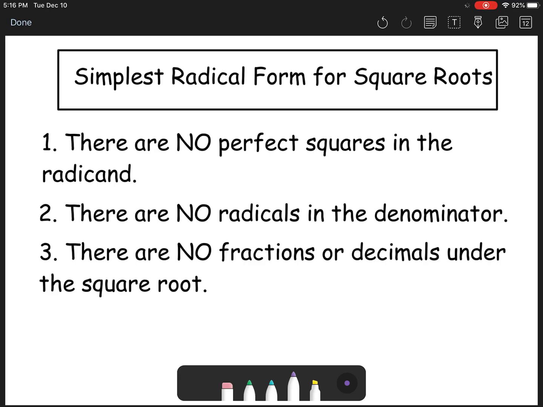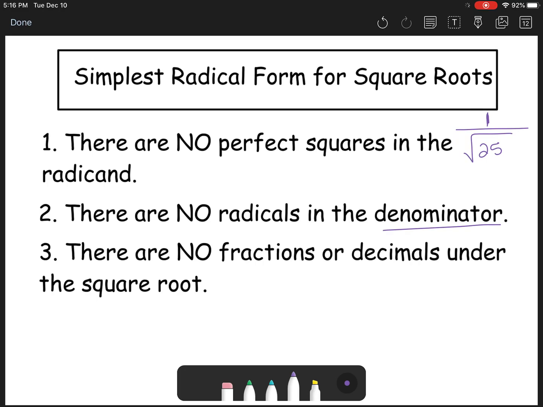So our job is to put radicals in simplest radical form. So there are 3 rules we have to follow. There are no perfect squares in the radicand. So that means if we had something like 25, we would have to simplify that because that's a perfect square. There are no radicals in the denominator. So that means if we have a fraction, like 1 over the square root of 25, we can't leave it like that. We have to get the radical out of the denominator.